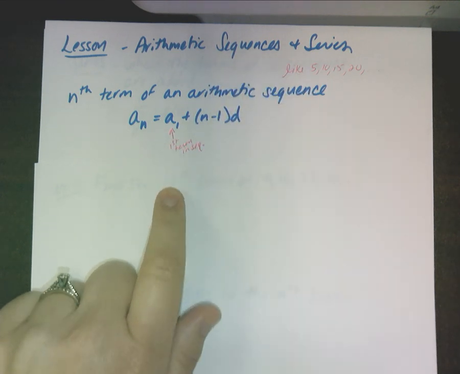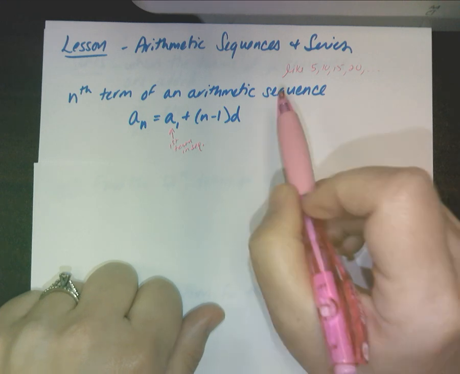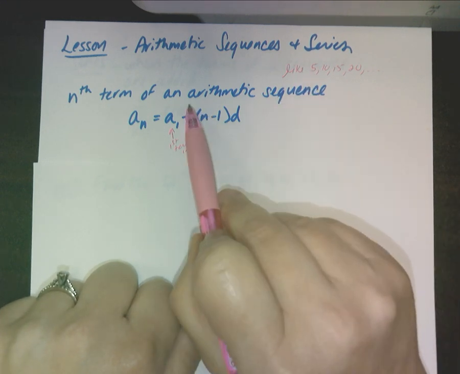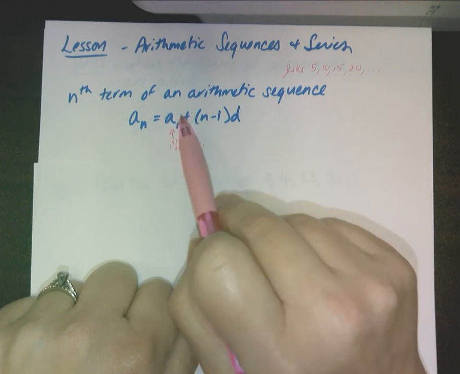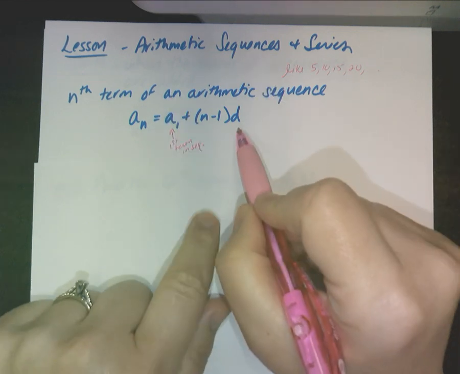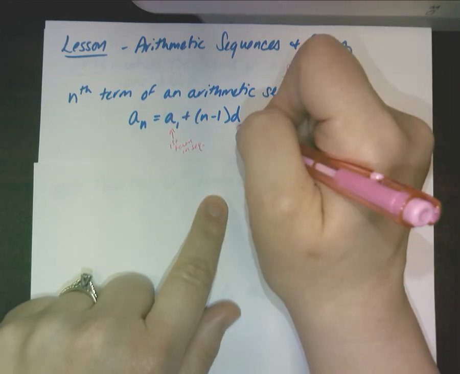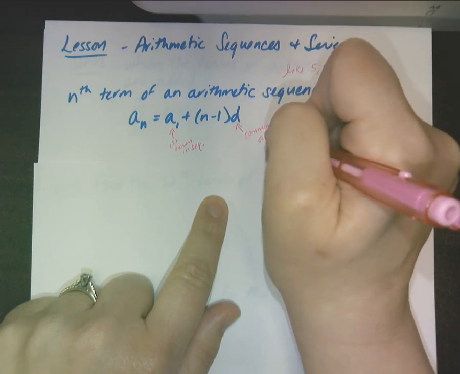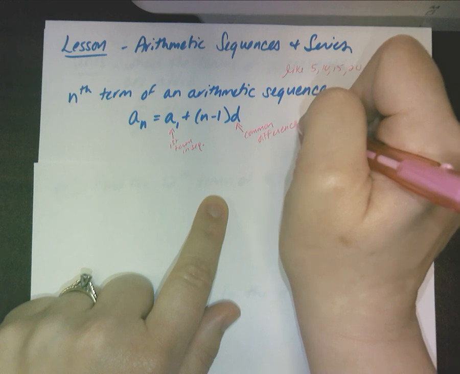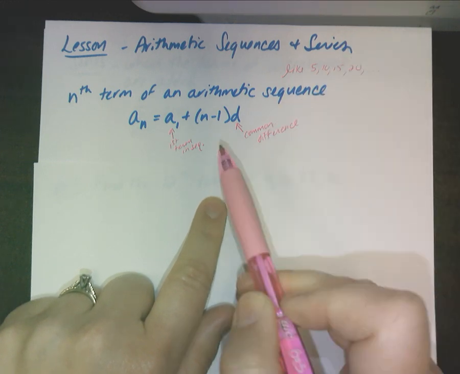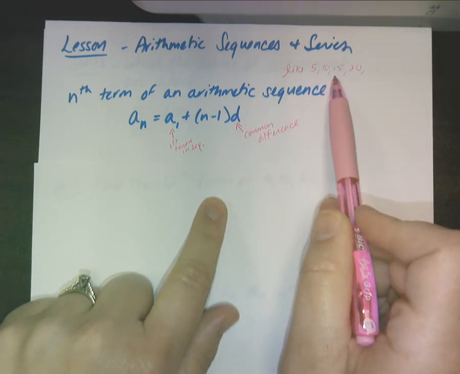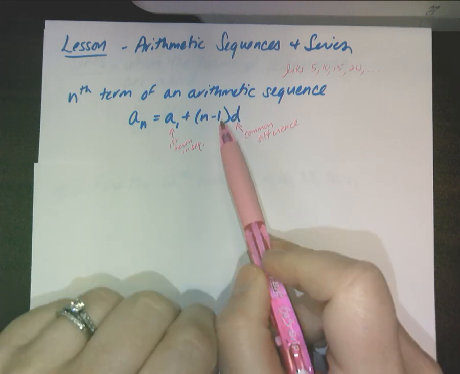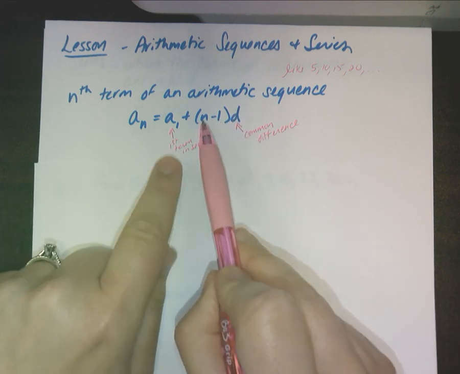First term in your sequence. Okay, so in this case, this was a 5. So this would be a 5 right here, whatever your first term in the sequence is. D would be what your common difference is. Common difference. So again, we're going by 5s. The common difference would be 5. And then you would write n minus 1 to find the nth term.